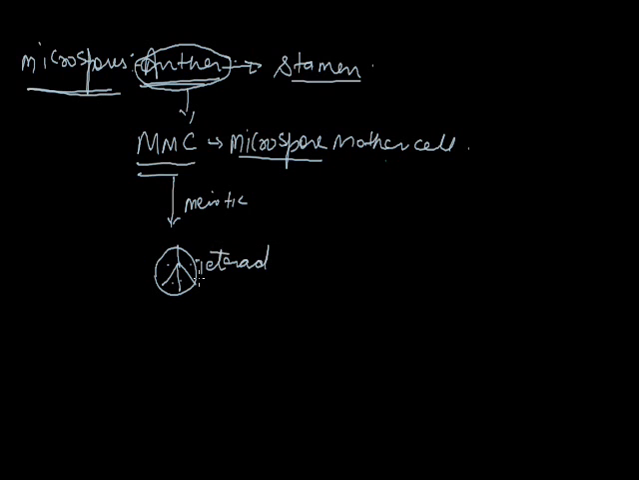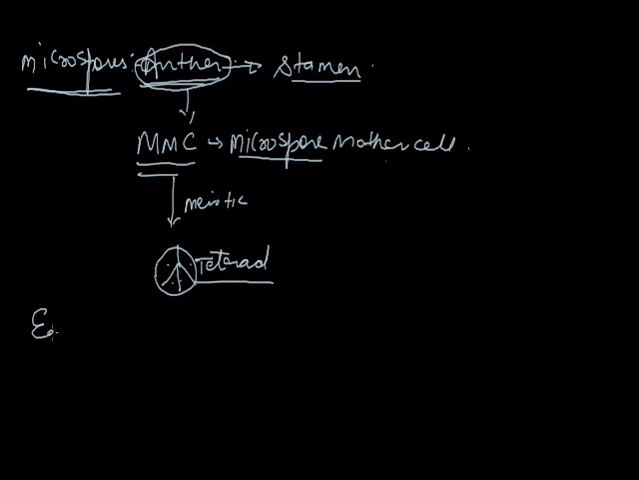So we can say that in any flower, the number of anthers is fixed, and in each anther the number of microspore mother cells is also fixed. So a particular number of microspores will be formed in a particular species of flower.